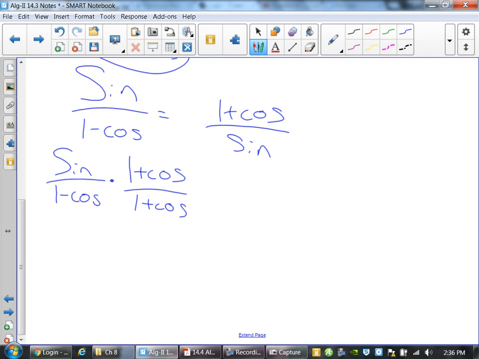Because if I FOIL out that denominator, I get 1 minus cosine plus cosine minus cosine squared. So I get 1 minus cosine squared in the denominator. I create a difference of squares. Multiplying by conjugates, you will see quite often with these problems, to allow you to create a difference of squares in the denominator. The numerator doesn't really do much except I get sine times 1 plus cosine.